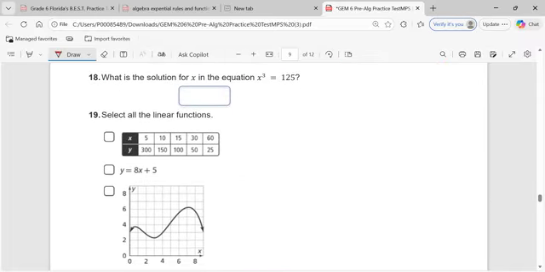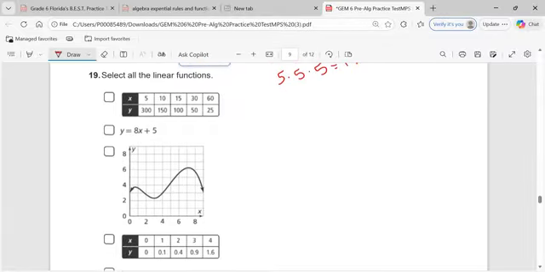All right. Number 18, what is the solution for x in the equation? X to the third. That means a number times a number times another number is going to give us 125. In the calculator, you can put in the cube root. You may not know. This is also fine. But the number is going to be 5. 5 times 5 times 5 is 125. All right, so x is equal to 5 here.